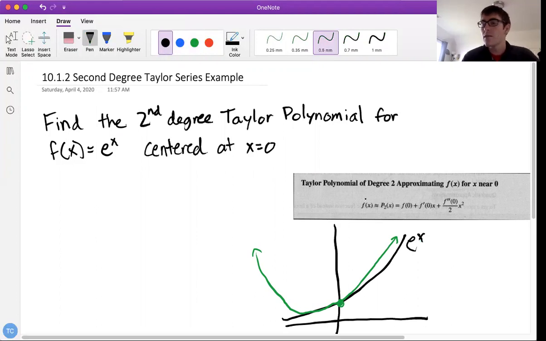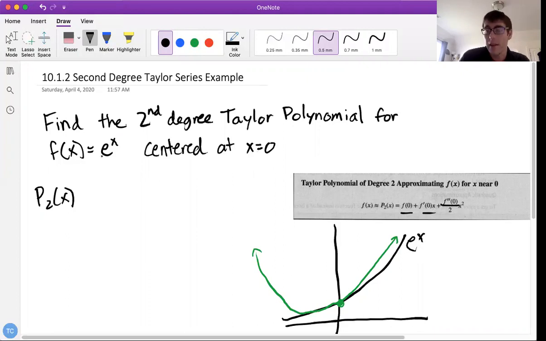Right? And to find this, we have this formula for it. This formula is rigged so that the polynomial that we come up with, this p2 of x, has the same derivatives as our function f of x, e to the x, at the point in question. So to find this, if we find the derivatives of e to the x evaluated at x equals 0, we can use that to plug in for these components.